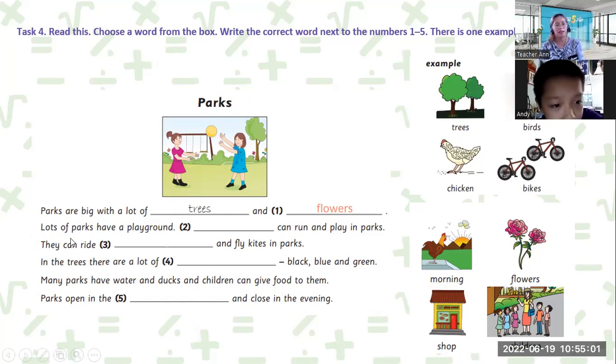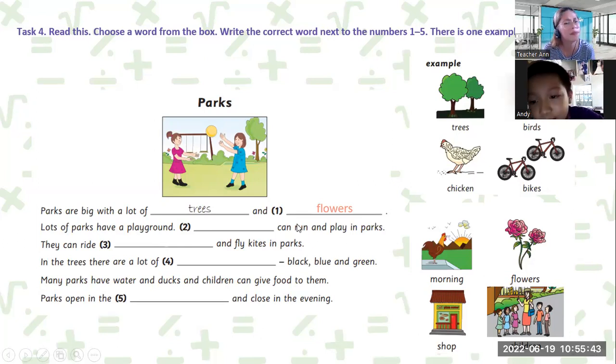Lots of forks. Lots of forks. Have a bird. Lots of parks have a playground, where children can run and play. Who can run and play? Pick here. Who can run and play? Who can run and play?